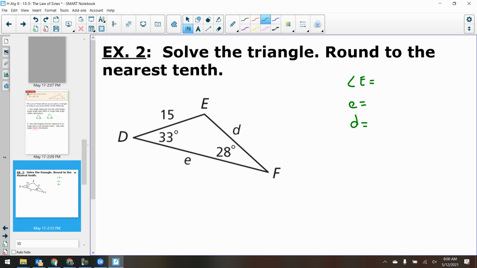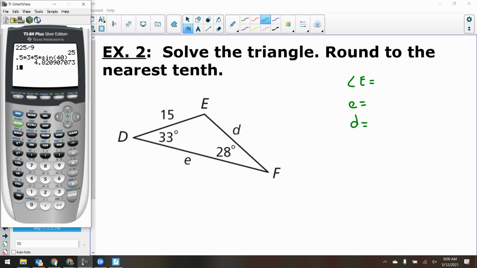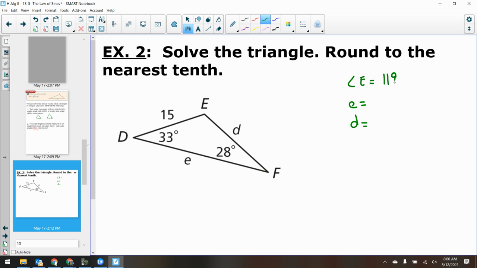Now, what's the easiest piece of information to find? Angle E. Just take 180 minus the other two angles. So I got 180 minus 33 minus 28, and that's going to get me 119 degrees. Okay, so that's 119. Now, at this point, I can use the law of sines to find either of the other two sides right away. So, it looks like I put side E next.